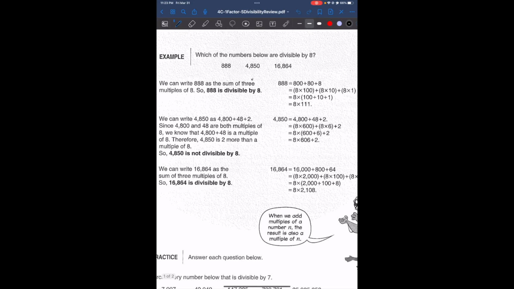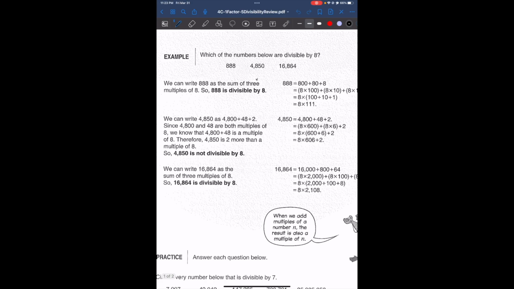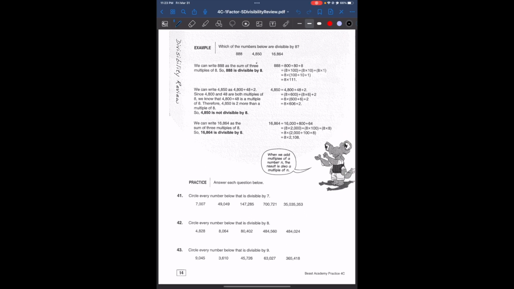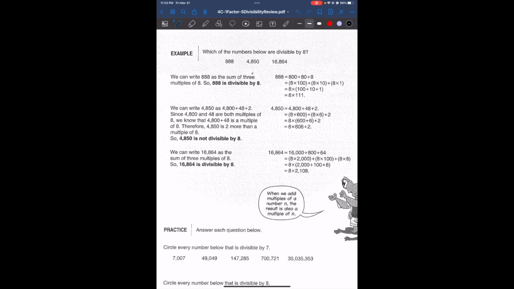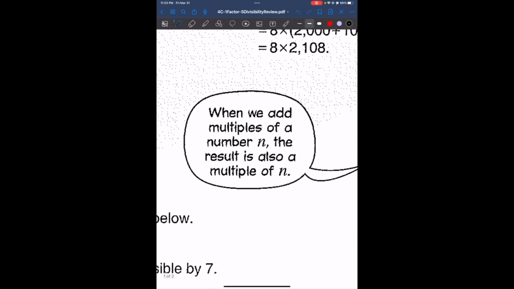And so we did talk about some division in our previous videos, but in today's video we're going to clarify and really solidify our understanding of division. So in this example problem it says, which of the numbers below are divisible by 8? Before we go solve that, we're going to go over this review.